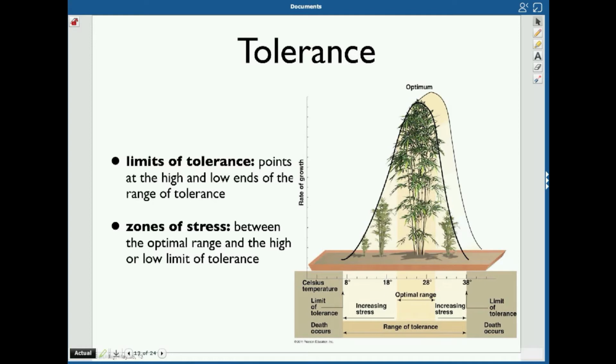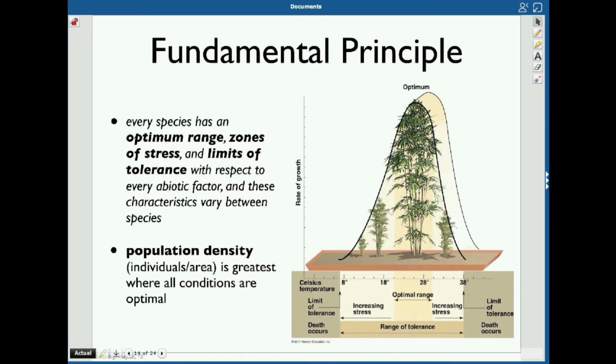So you've got your optimal, and then those areas that are not in the optimal, but the plant or organism can still survive, these little triangles right here, we call those zones of stress. Okay, so that's where an organism can grow, but it's not going to do the very, very best. It's gonna struggle a little bit. Okay, but it can still survive.